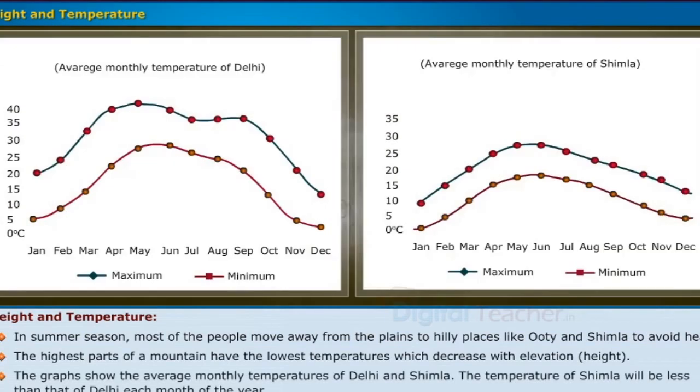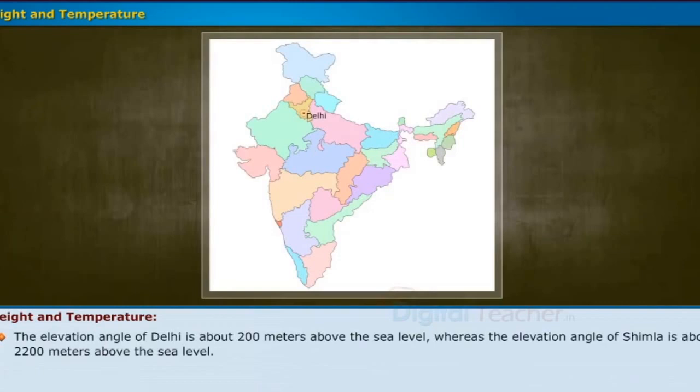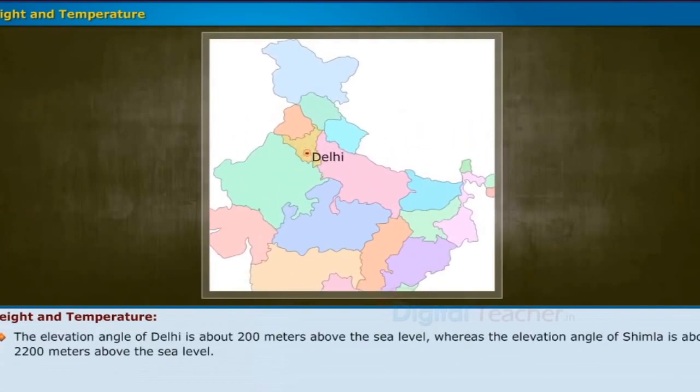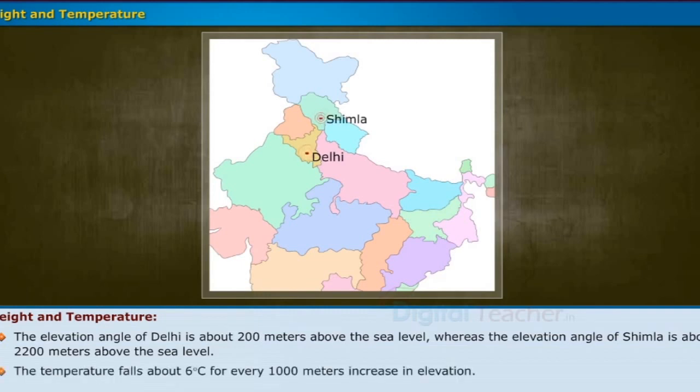The graph shows the average monthly temperatures of Delhi and Shimla. The temperature of Shimla will be less than that of Delhi each month of the year. The elevation of Delhi is about 200 meters above the sea level, whereas the elevation of Shimla is about 2,200 meters above the sea level. The temperature falls about 6 degrees centigrade for every 1,000 meters increase in elevation.